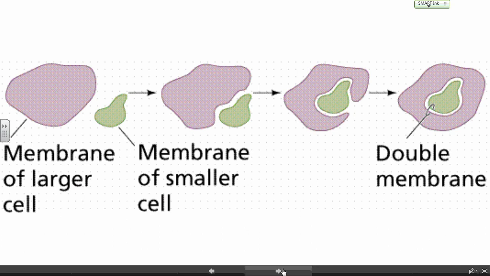And there we can see a cell. What's the name for the process that's happening there? Phagocytosis. A cell is engulfing a solid particle and then wrapping it with a membrane, putting it in a vessel.